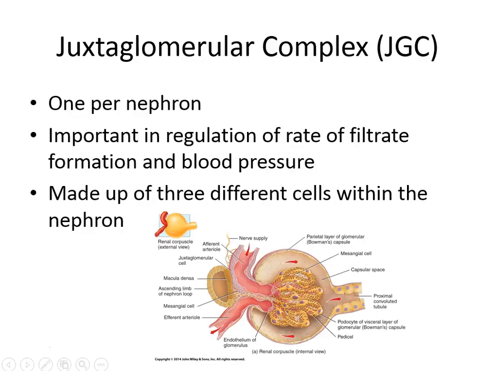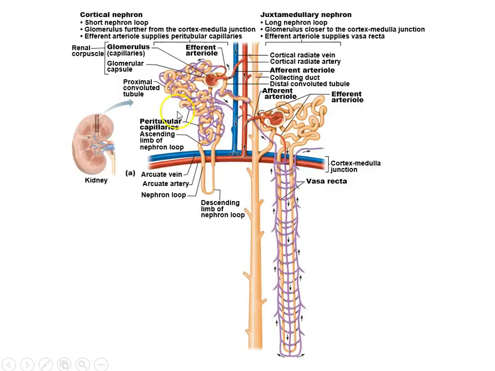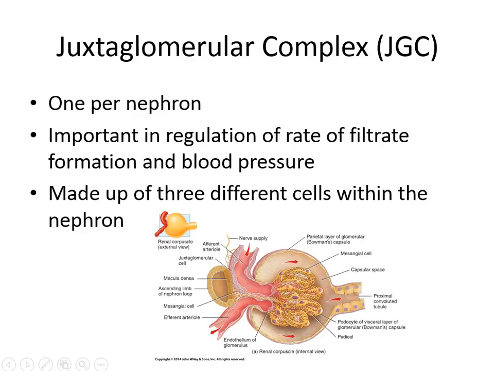Good. The last part of the nephron we're going to talk about is the juxtaglomerular complex, the JGC. So this is kind of a regulatory area of the nephron. It's our afferent arteriole, cells in between, and then cells of our ascending limb of the nephron loop. So if we look back at this picture, we can see that the nephron loop actually comes back up right by the glomerulus. So it's folded up.